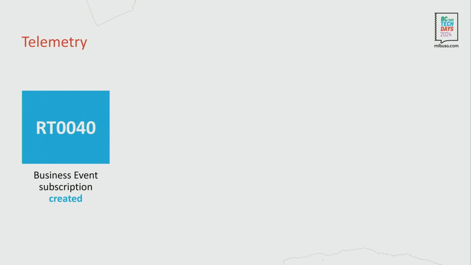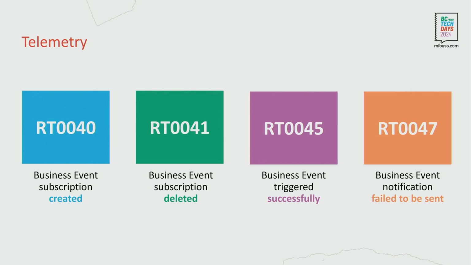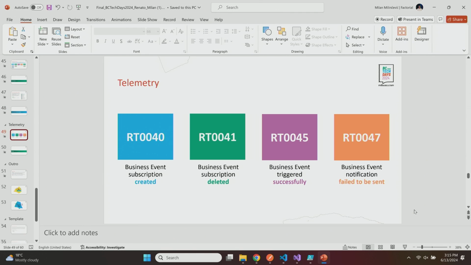If we talk about telemetry for business events, we basically have 4 different event IDs that we can track. We can track whether a business event subscription is created, whether this subscription is deleted, and then we can also track whether the event triggered successfully or not, whether it failed to send. And now, since we are running out of time, I will quickly go to our Application Insights, and I will try to run each of these event IDs just for you to see what information we can get there.